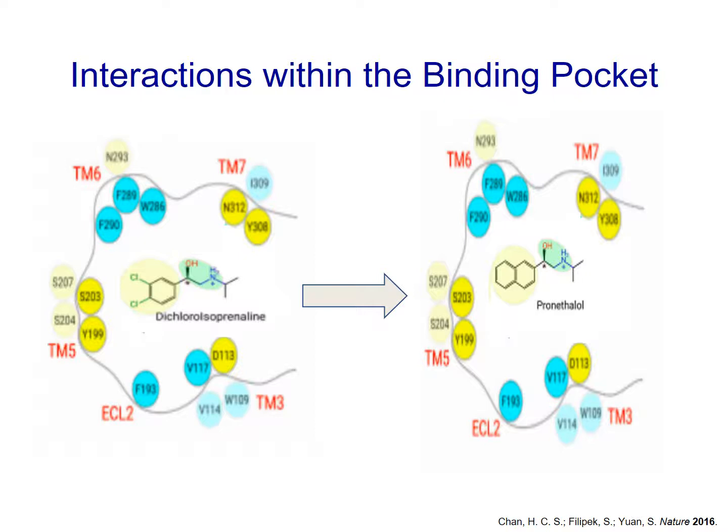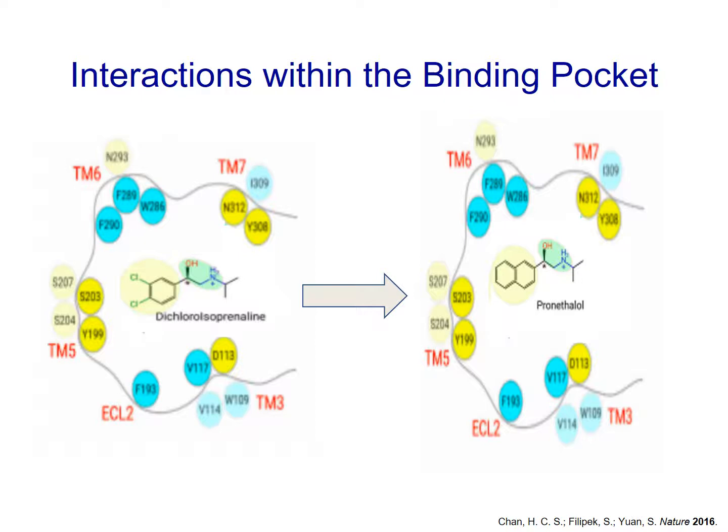Looking at the beta adrenoreceptor binding pocket, there are several interactions that stabilize DCI and pronetholol binding. For instance, both compounds rely on hydrogen bonding between their secondary alcohol and amine groups and the asparagine 312 and aspartate 113 residues. Regarding the phenyl substituent, the chlorine and naphthyl side groups enable hydrophobic interactions with the TM5 and TM6 regions of the binding pocket, such as phenylalanine 290 and tyrosine 199.